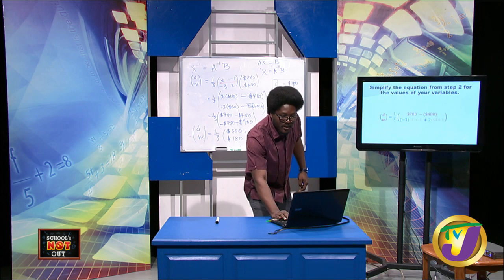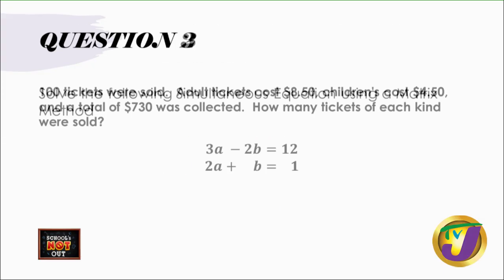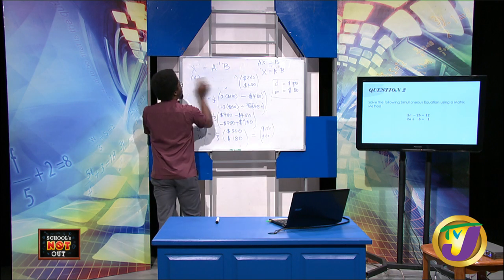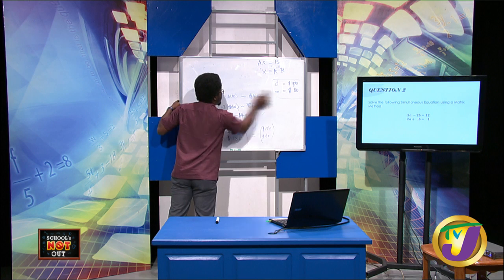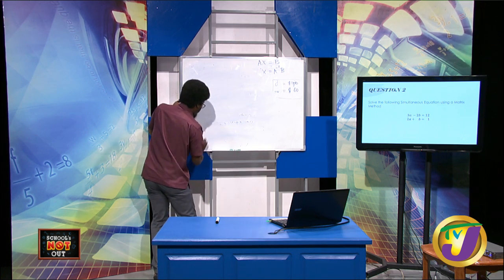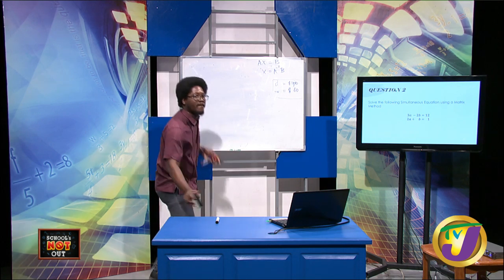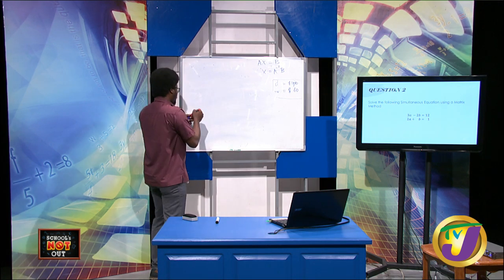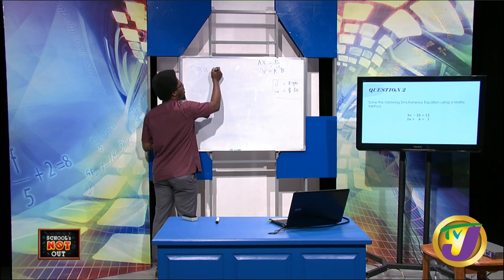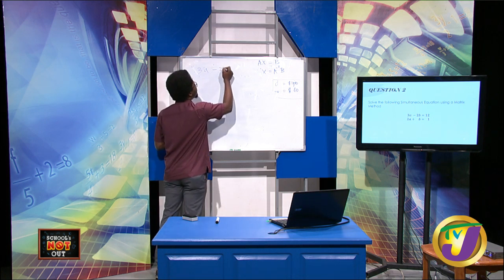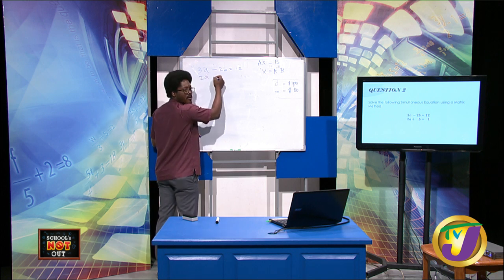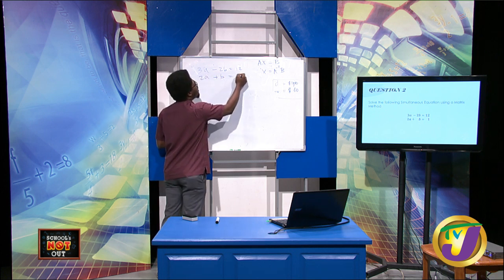All right, so let's see if we can look at another question quite quickly. So let me just get this off the board here. All right, so we have 3a minus 2b is equal to 12. And we have our second equation, 2a plus b is equal to 1.